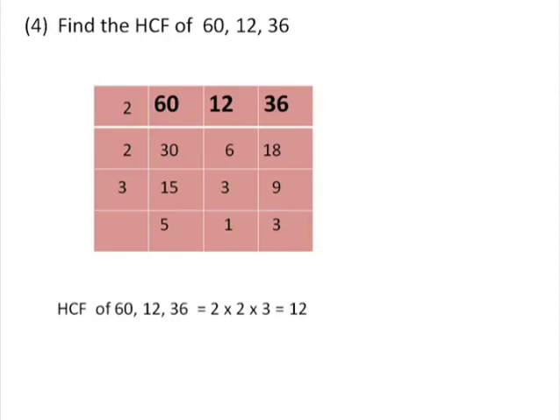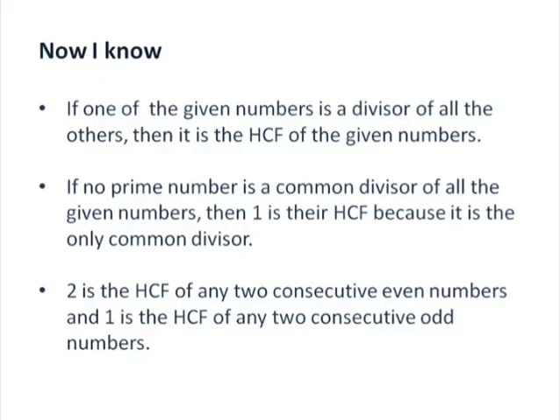Here we have completed all the solved examples that were given on page number 79. Now from all the above discussion, I conclude if one of the given numbers is a divisor of all the others, then it is the HCF of given numbers. As we have seen in the last example, 60, 12 and 36. In that 12 is the divisor of 60 and 36 both. In such case, 12 is the HCF.